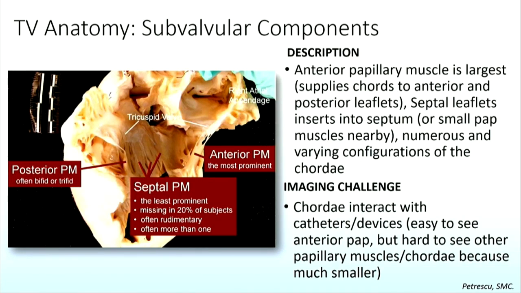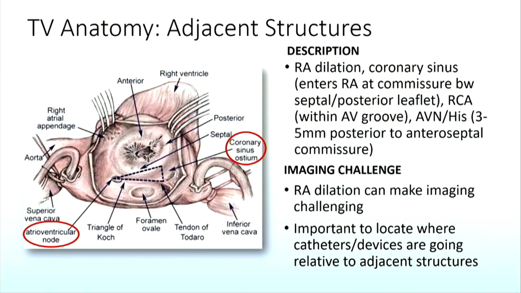Looking at the subvalvular components, we know that the anterior papillary muscle is the largest component of the tricuspid apparatus that supplies cords to both the anterior and posterior leaflets. The septal leaflets typically go right into the septum with a small posterior papillary muscle. The challenge with these cords is that they interact with devices, and they can be very hard to see as you're applying devices that traverse the tricuspid annulus.